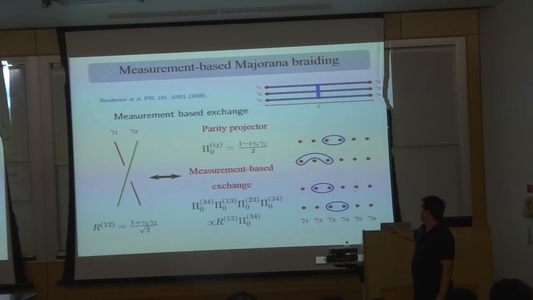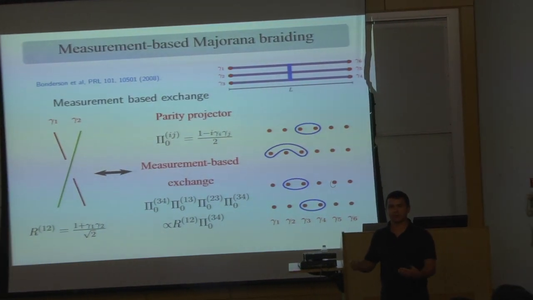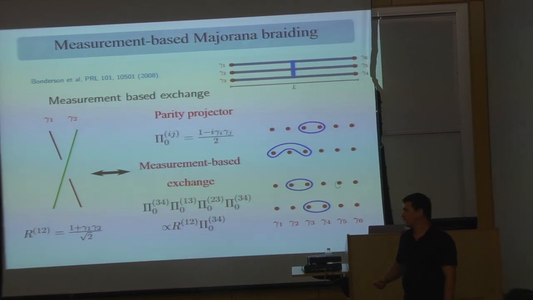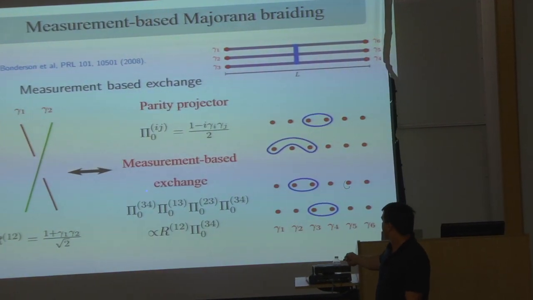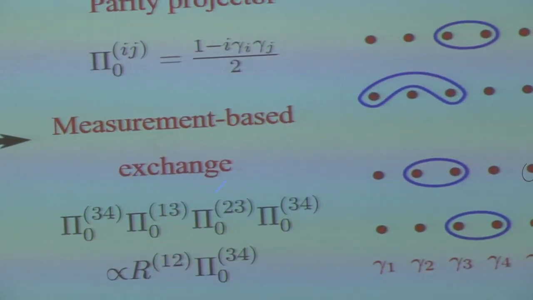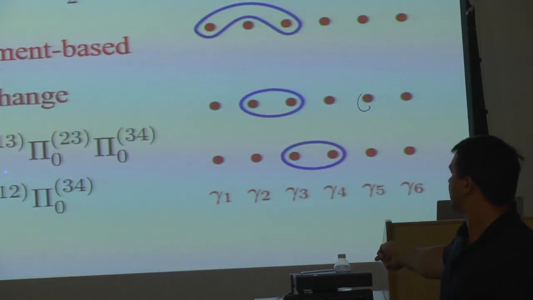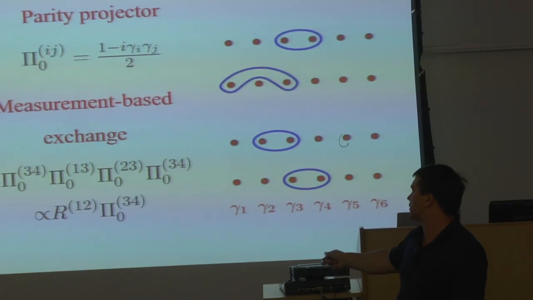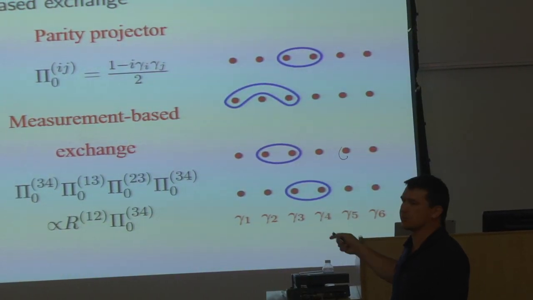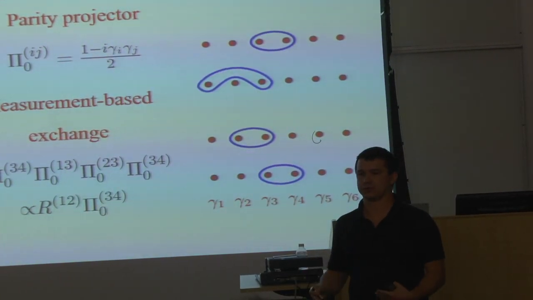I mentioned that there is a way to measure parity of a given pair, say gamma 1, gamma 2, gamma 3, gamma 4. And this projector corresponds to basically measurement of parity. Now you can see that a certain sequence, and I show here, and you can just substitute these explicit operators here, that this sequence of measurements is actually proportional to this operator, gamma 1, gamma 2. So the sequence of measurements that one could perform on the system will be equivalent to the braiding transformation.